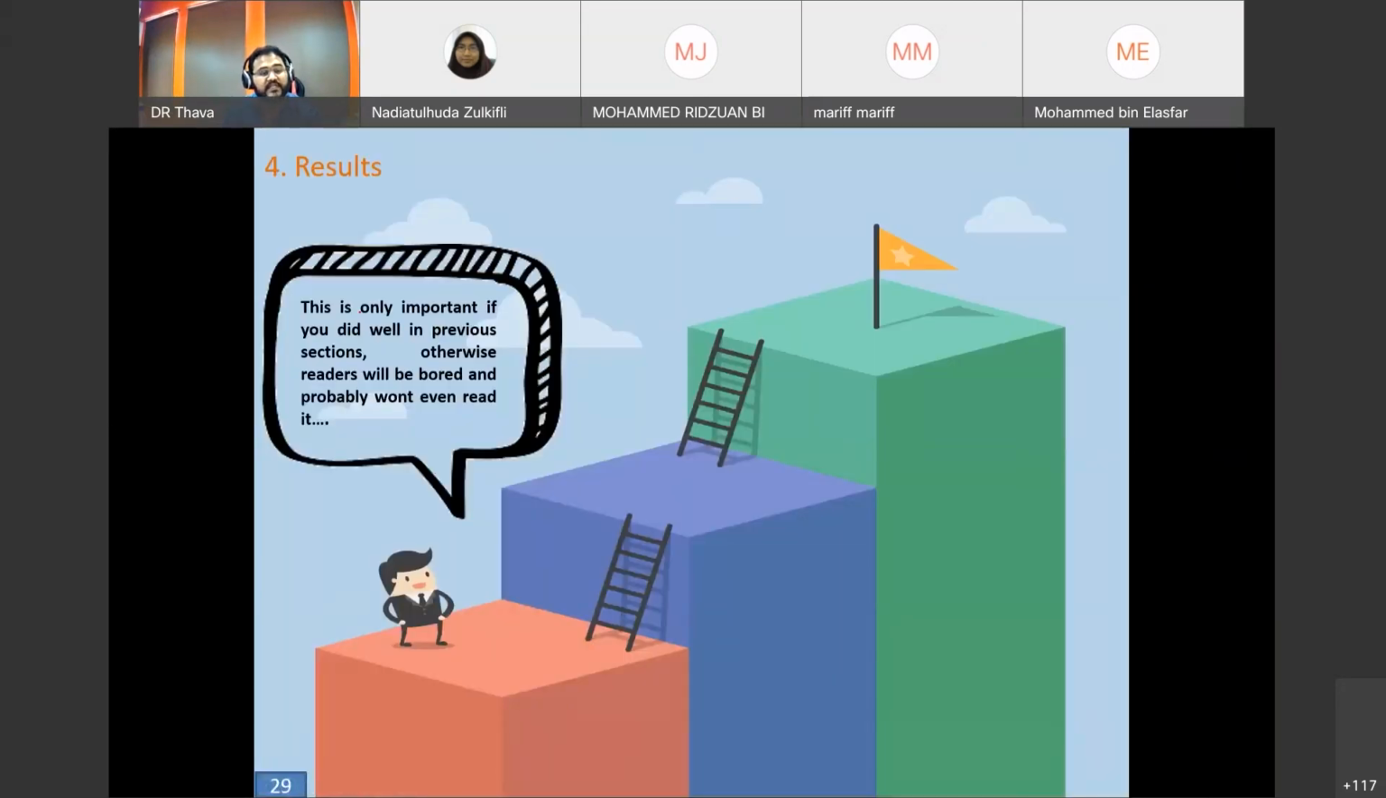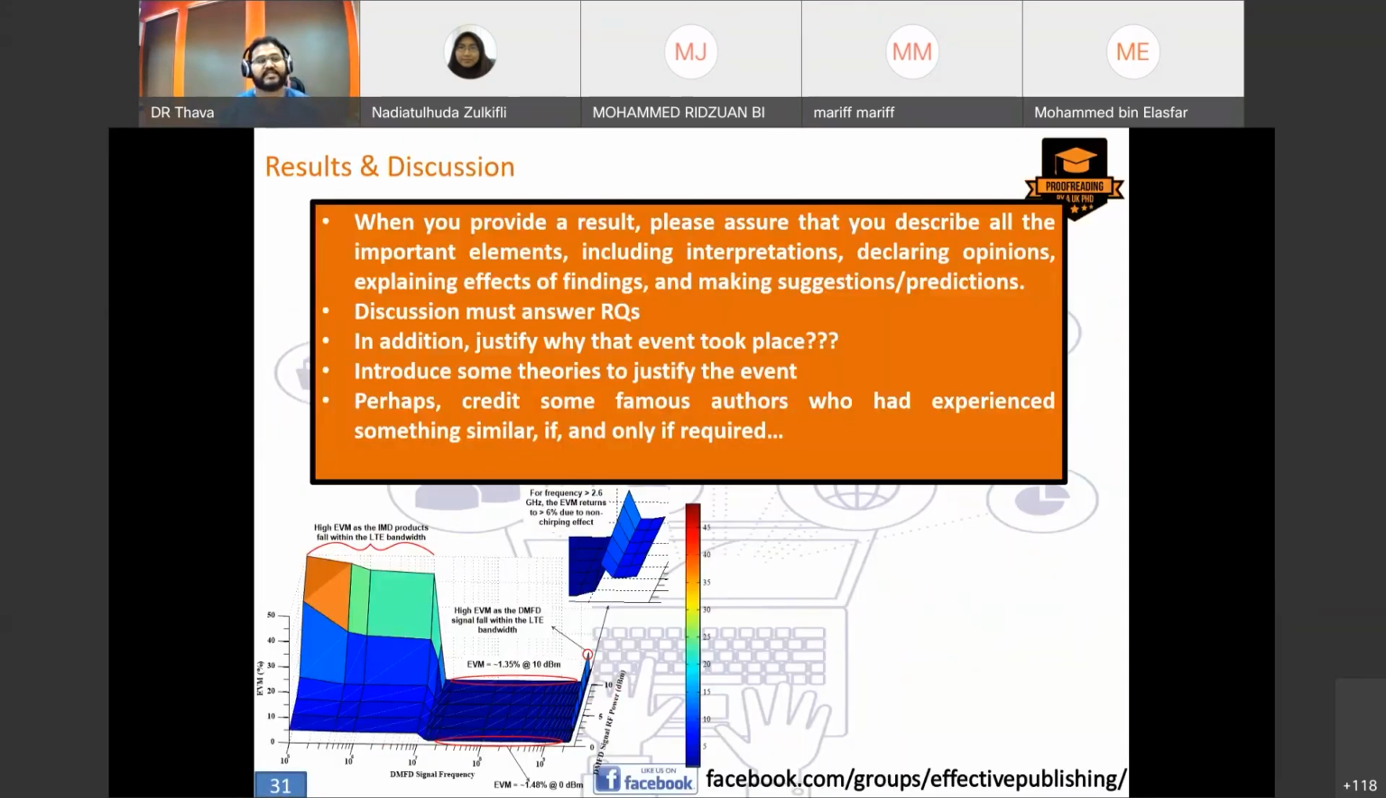Results part, as I explained earlier, is only important if you did well in previous sections. Otherwise, readers will be bored and probably won't read it. They won't find it useful. Now coming to results and discussion. When you provide the results, please make sure that you describe all the important elements, including interpretations, declaring opinions, explaining effects or findings, and making suggestions and predictions.